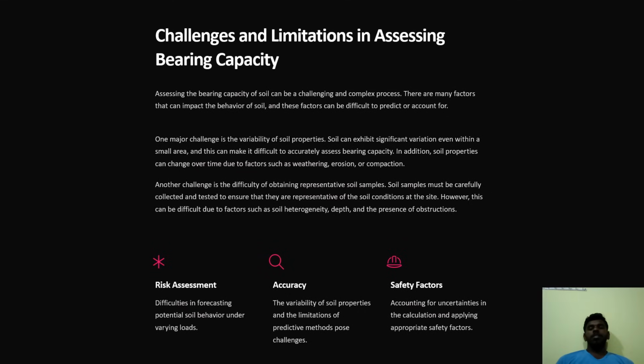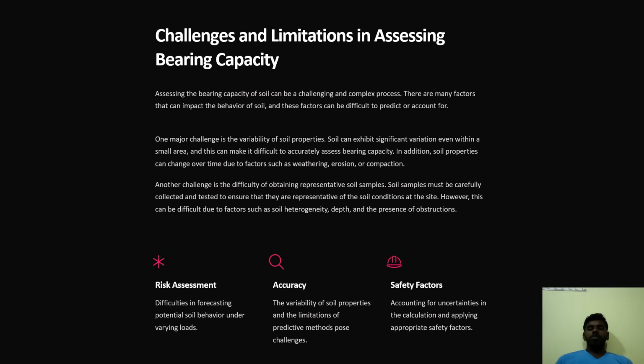Challenges and limitations in assessing bearing capacity. Assessing the bearing capacity of soil can be a challenging and complex process. There are many factors that can impact the behavior of soil, and these factors can be difficult to predict or account for. One major challenge is the variability of soil properties.